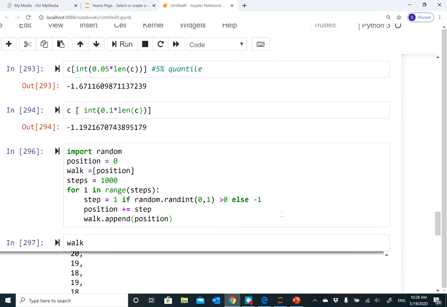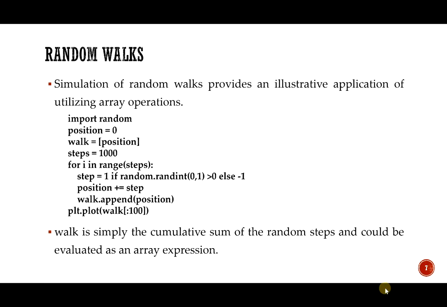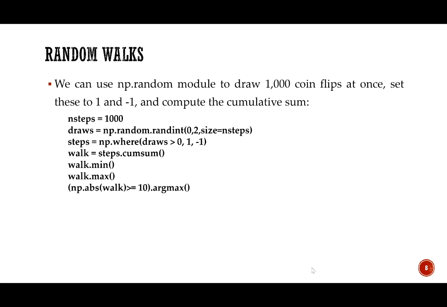we can change this to arrays and apply array operations. So walk is simply the cumulative sum of the random steps and could be evaluated as an array expression. Here we use the random module to draw 1,000 coin flips at once, and then set these to +1 and -1 and compute the cumulative sum. We just talked about the functions that we can apply, and you are going to see 3 of them in this example.